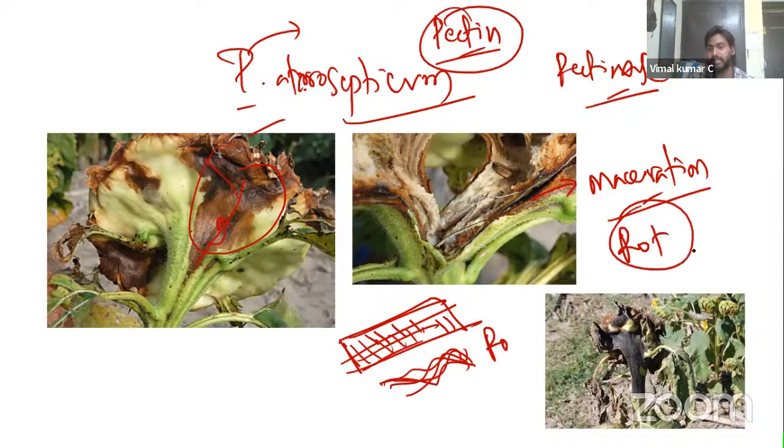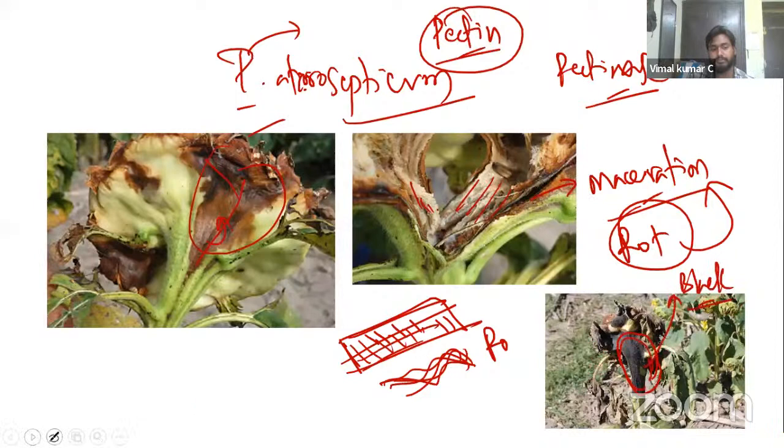So like this, the rot can be seen. Then one more: once it dries, the blackening of the head can be seen. Here it is usually black, but during sunny days the head will become very black. So this is also one of the prominent symptoms by which you can identify it.